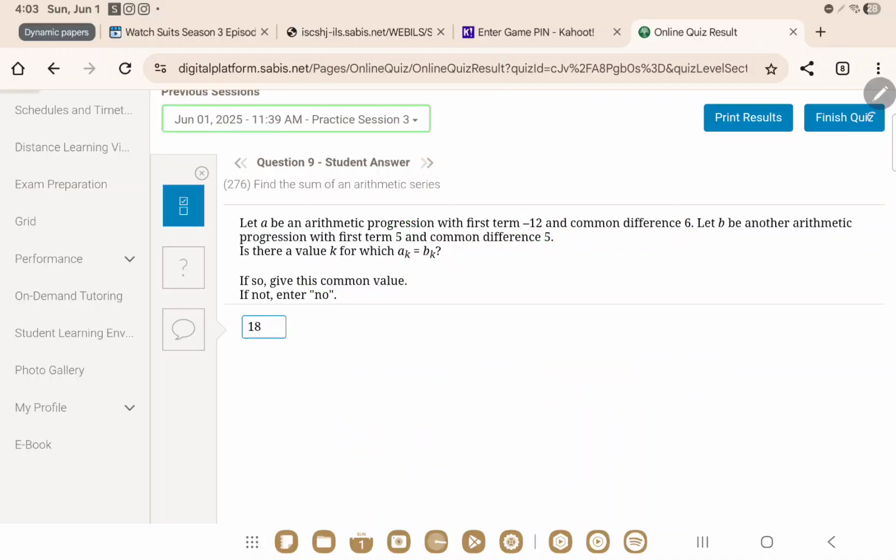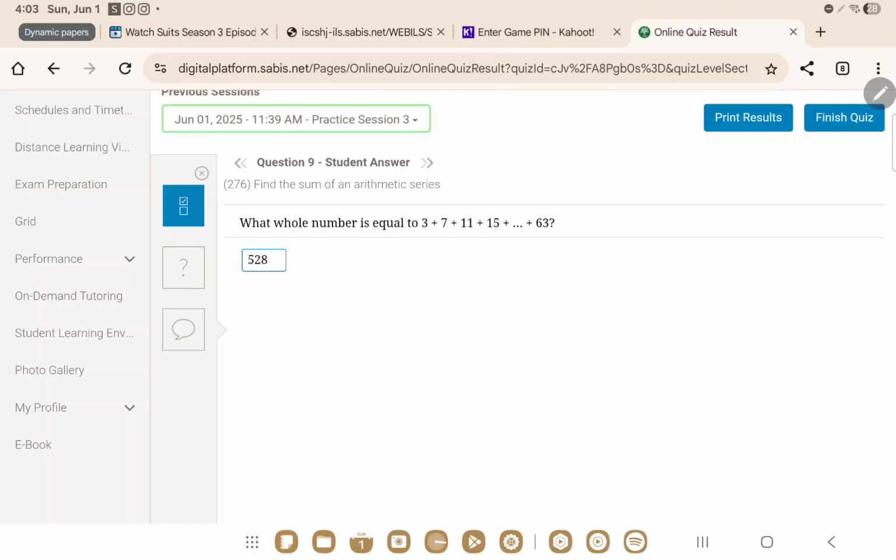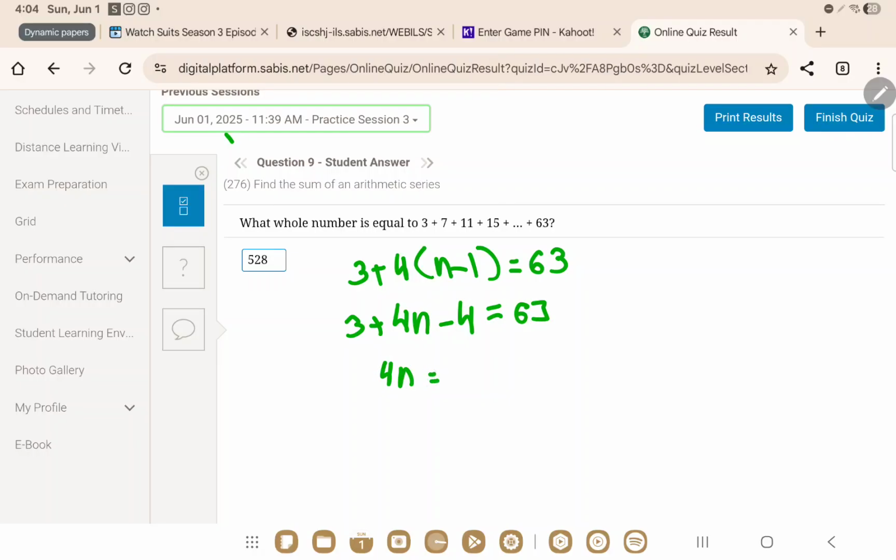Moving on to the next question. What whole number is equal to, again, we've done this question like a million times, 3 plus common difference is 4 into n minus 1 equals 63. You could put this into your calculator if you have the calc button. If you don't, just solve it manually. 4n minus 4 equals 63. So 4n equals 64. n equals 16, I think. Yeah, 16.